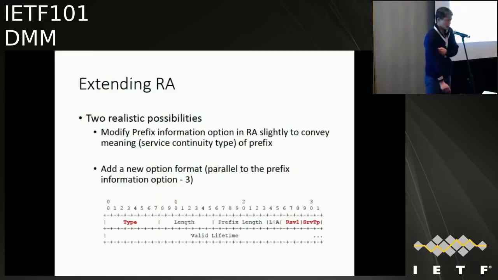Yeah. And so we got some feedback from Suresh, Sri, and others from previous IETFs, and the 2 most realistic possibilities at this point, we believe, are either modifying the prefix information option in RA slightly to convey the session continuity type, and this requires us to modify some of the bits, which may or may not be popular. The other is to add another option type. The prefix option type here is set to 3 for the prefix information option. So one other possibility would be to modify that or add another type so that we can specify this for mobility.